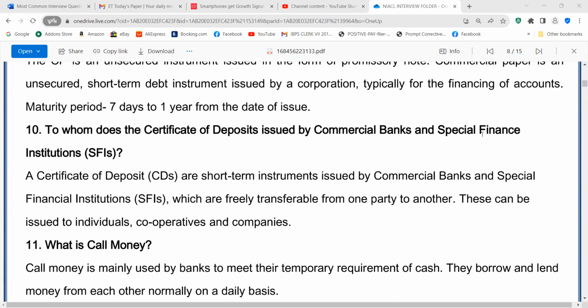To whom are the certificates of deposit issued by commercial banks and special finance institutions? A certificate of deposit is a short-term instrument issued by commercial banks and special financial institutions, which is freely transferable from one party to another. These can be issued to individuals, cooperatives, and companies.